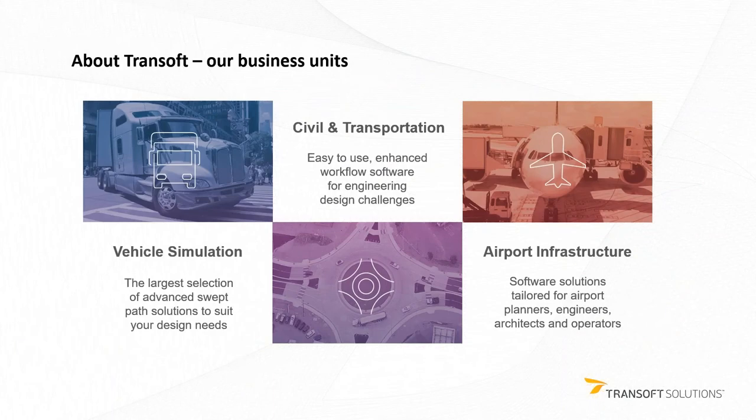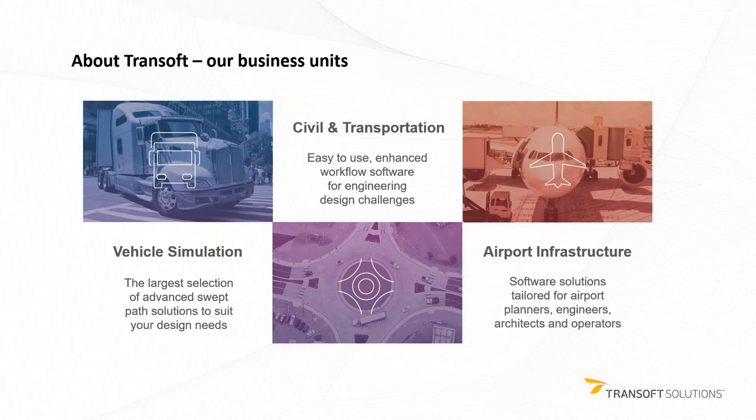Again, I think I mentioned about AutoTurn. So we do have three business units. One is a vehicle simulation unit. AutoTurn is a vehicle simulation software. We do have the largest collection of libraries of vehicles in the product. Today you're going to see AutoTurn.